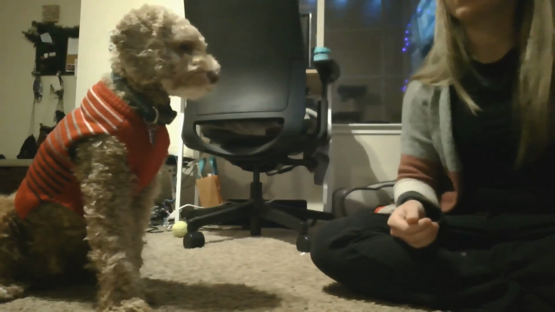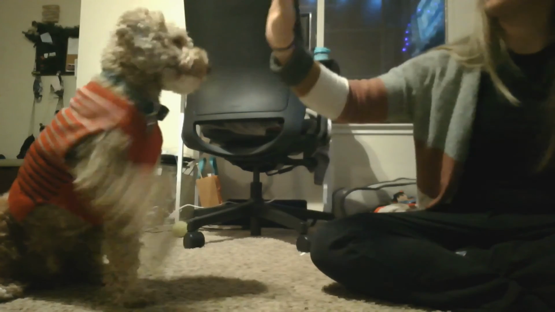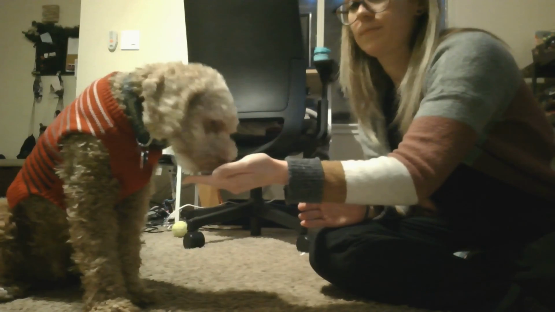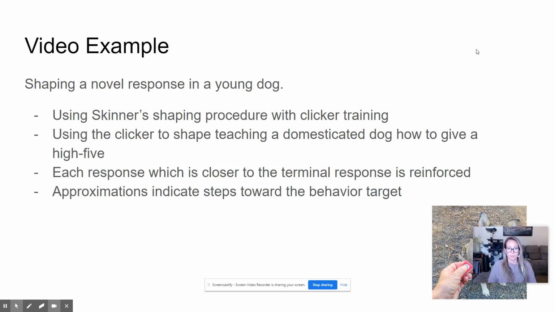Now we'll do one more. High five. That's a good boy. There we go. And that's it. We got him to that terminal response by shaping up smaller successive steps, approximations to what I was looking for him to do.